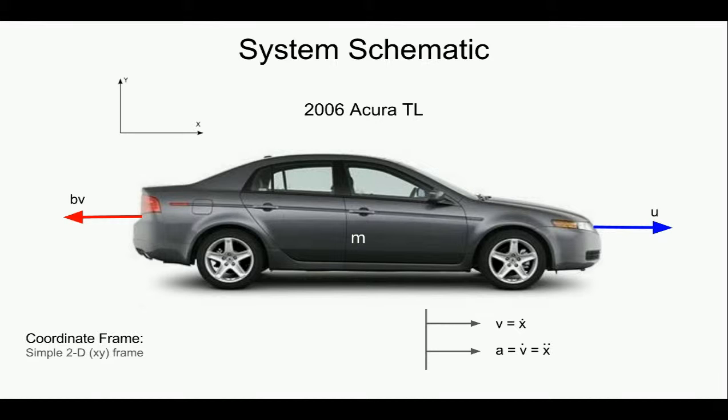In order to understand this complex dynamic process, we decided to make a simplified model of a typical cruise control system that is in most modern vehicles. Shown here is a free body diagram of our system. Our mass, M, is a 2006 Acura TL.